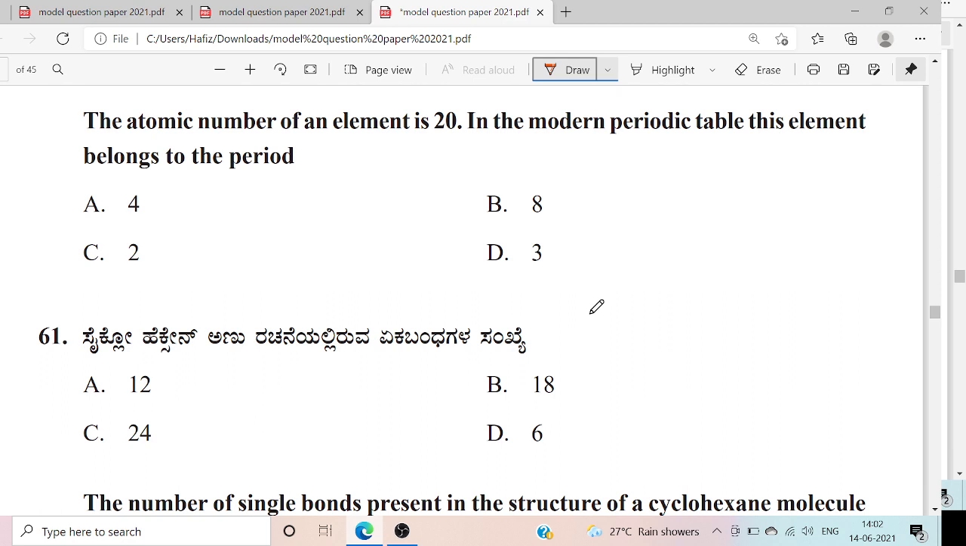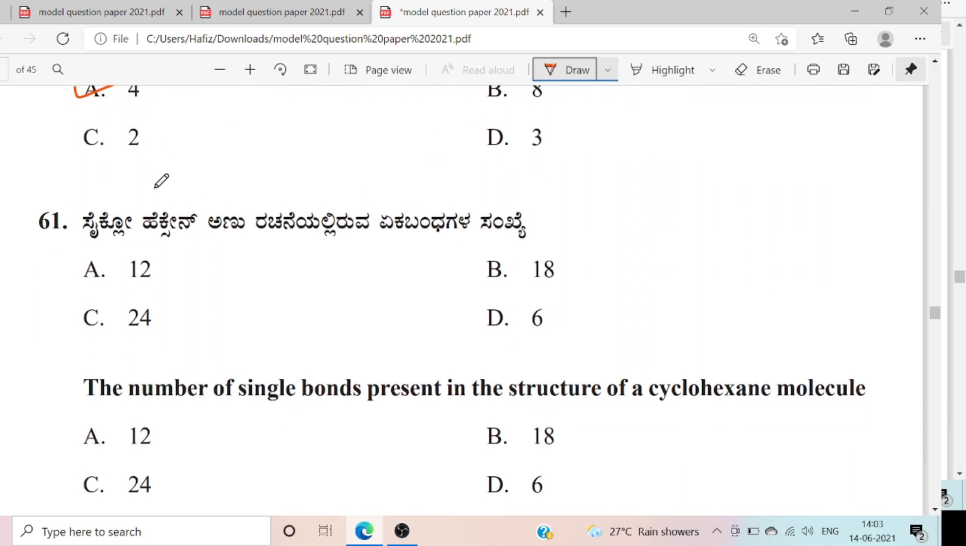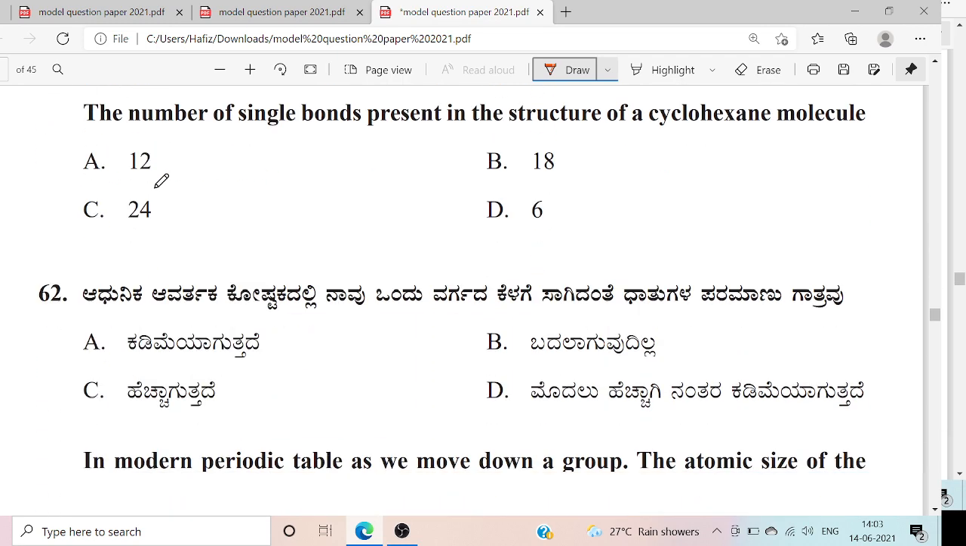Next question here: the atomic number of an element is 20, and in the modern periodic table this element belongs to which period? See, X is an element with atomic number 20. So we'll write the electronic configuration, which helps us to know the period to which it belongs in the periodic table. Yes, 3p6 and 4s2. So the period is found by the highest shell number, the outermost shell, which tells about the period of the element. So according to that, option A is right, which means the element belongs to the fourth period of the periodic table.